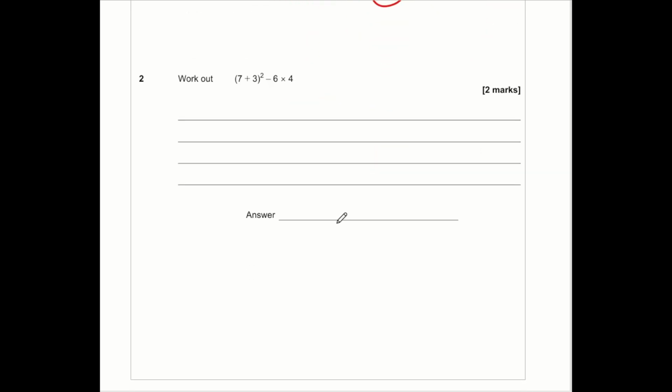Question number 2. This question here is just checking our understanding of BIDMAS. The B stands for brackets, so let's do the brackets first. 7 plus 3 is 10. So the question is now 10 squared minus 6 times 4. We don't have any brackets, but we do have some indices. So 10 squared, that's 10 times 10.